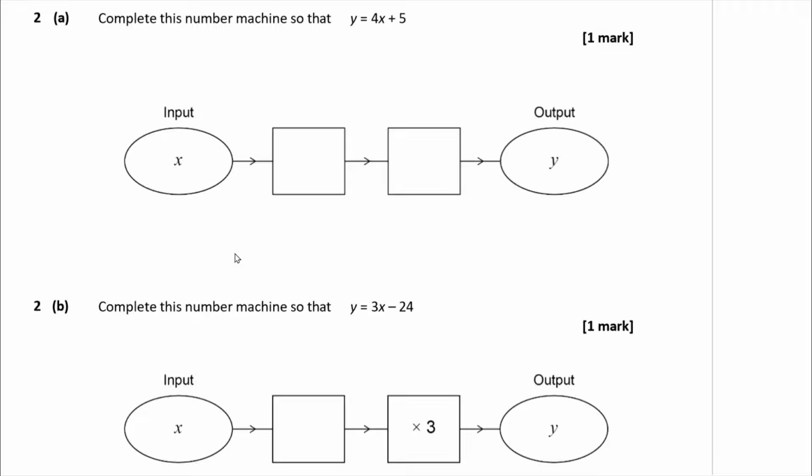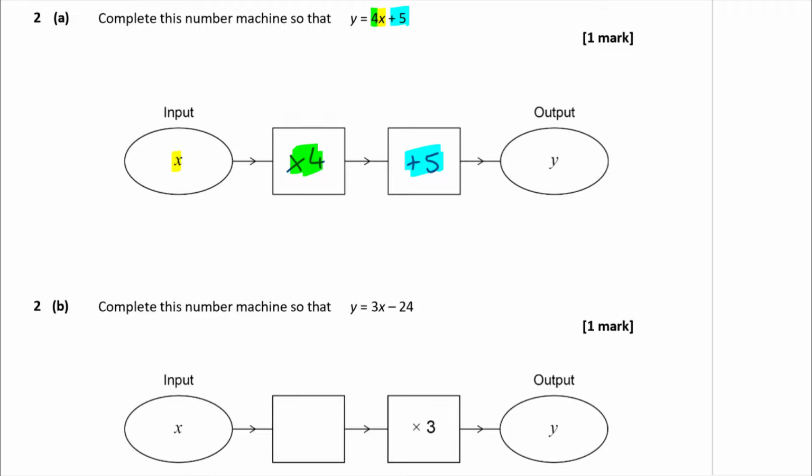Question 2a. Complete this number machine so that y equals 4x plus 5. Okay, so here's our input value x, which is here in the equation. Now what we want to do with the x is we want to multiply it by 4 and then we need to add 5. So in a function machine, that's the 2 steps we need to do then. We need to multiply by 4 and we have to add 5. Okay, so this is a times 4 plus 5 function.